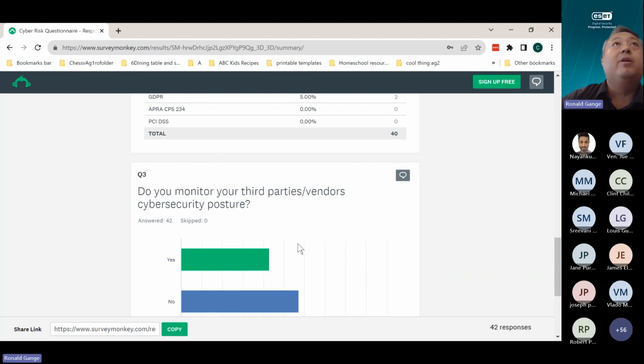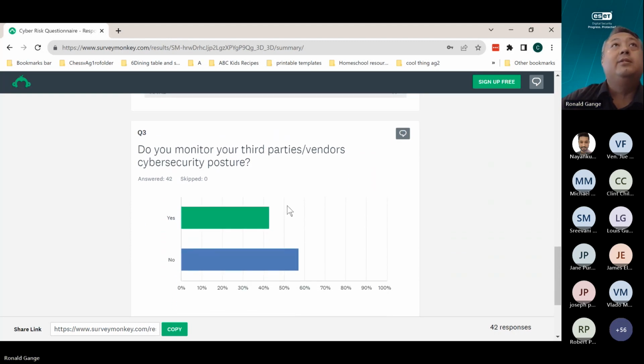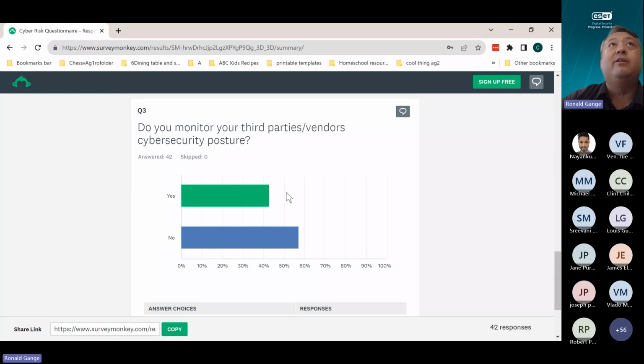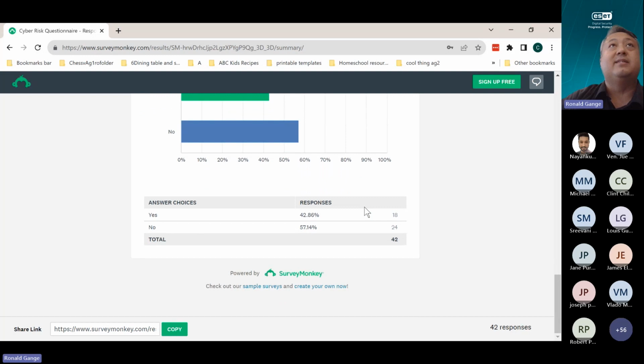Do you currently monitor your third-party vendors' cybersecurity posture? To tell you the truth, even though there are more no's than yes, I think this is quite realistic. 42% of companies monitoring their third parties and vendors' security postures is a good sign, because in the past it would have been much less than that.